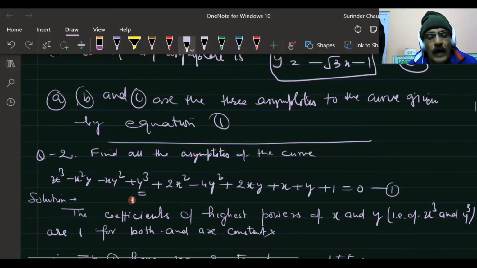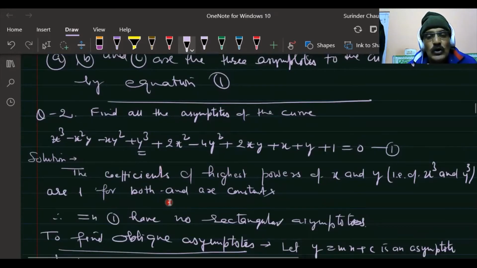So let us first find whether this equation has rectangular asymptotes. To find a vertical asymptote, put the coefficient of the highest power of x equal to 0. It is 1, which is constant and can't be 0. Therefore, this equation has no vertical asymptote. No horizontal asymptote either.